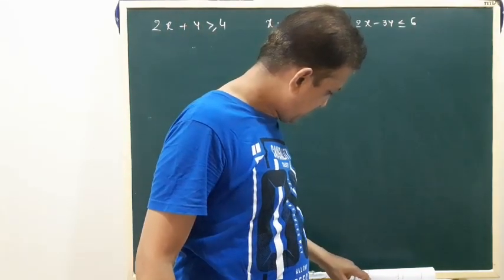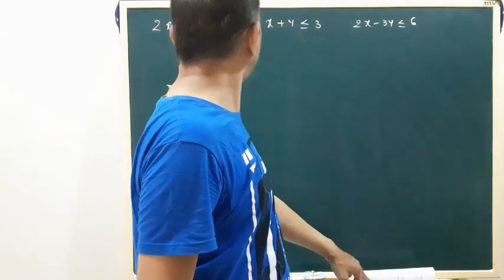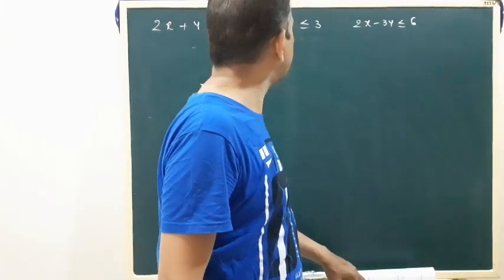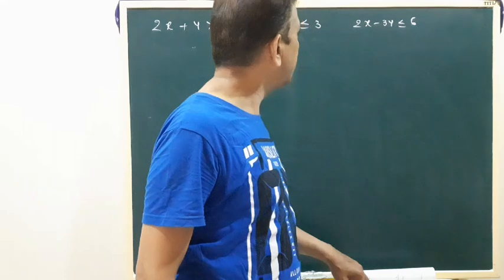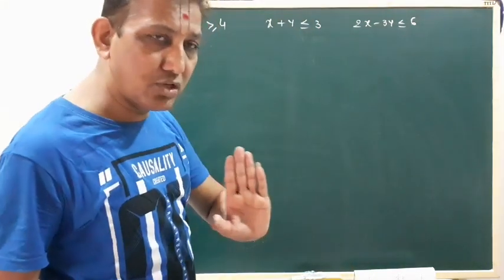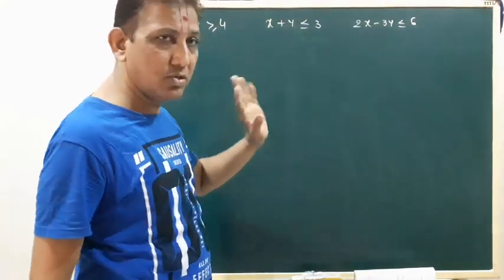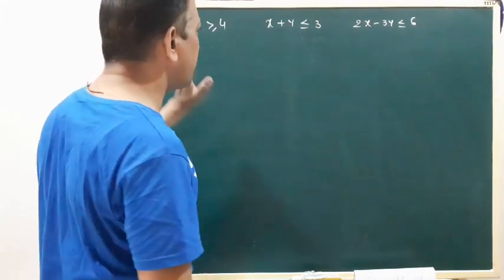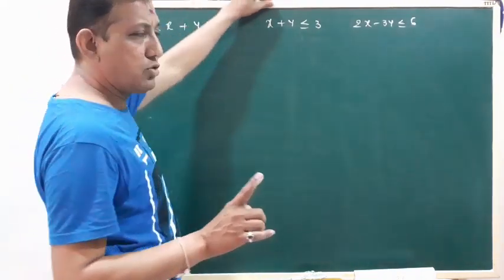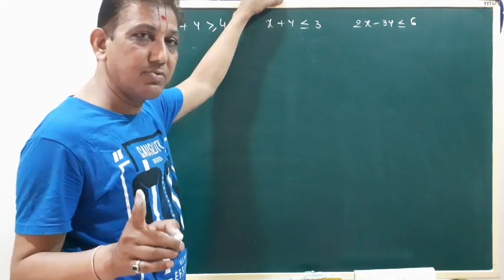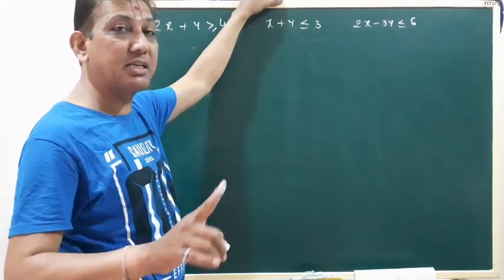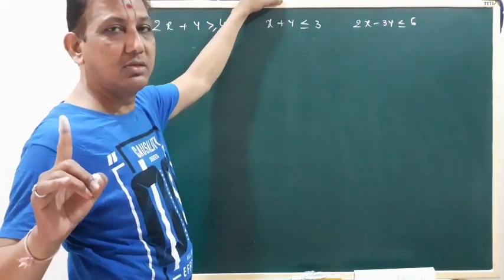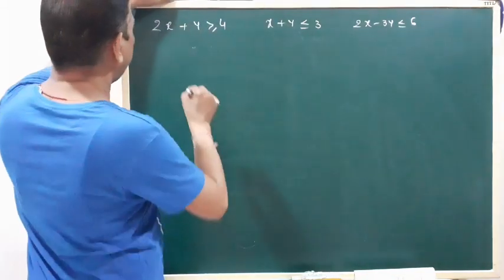Again, repeat. 2x plus y greater than or equal to 4, x plus y less than or equal to 3, 2x minus 3y less than or equal to 6. First, we do not solve this by the elimination method. First we prepare the table. When more than 2 equations are given in your question, it can never be solved by the elimination method first. First always prepare the table.